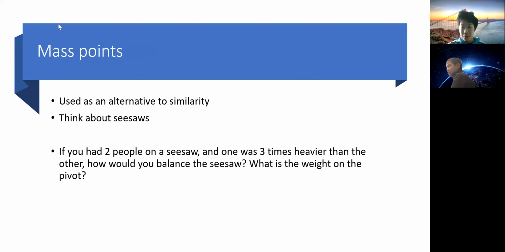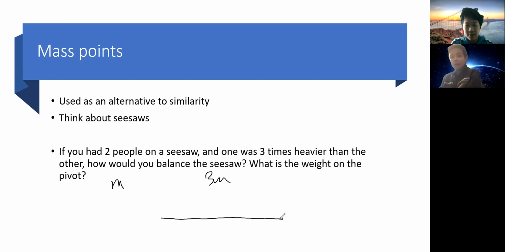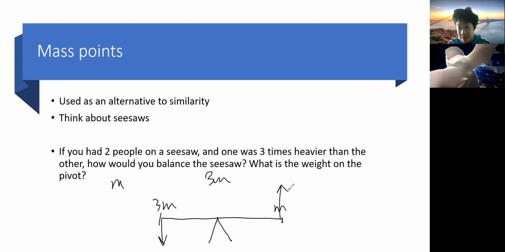This is a very, very intuitive, very powerful strategy to solve problems with similarity in them. Okay, so think about seesaws. If you have a seesaw and you had 2 people on the seesaw, let's say one of them was 3 times heavier than the other one. So if we had some guy that was M and the other guy was 3M, then if they sit on a seesaw, just a regular old seesaw with a pivot right in the middle, so this is 3M and M, obviously it would fall this way, right? It would not balance.